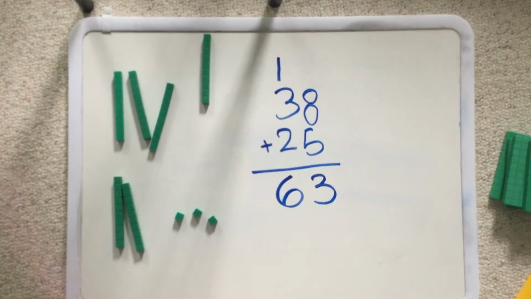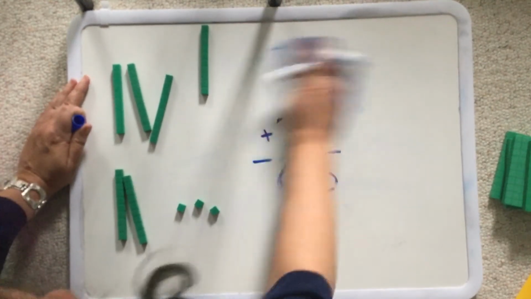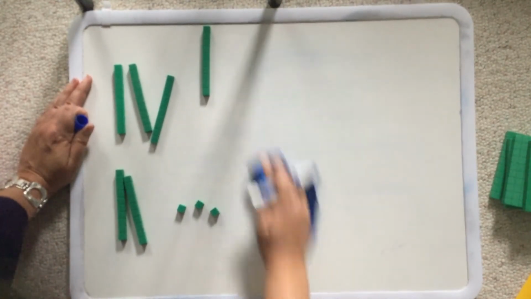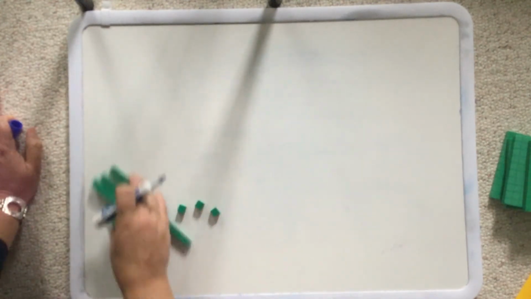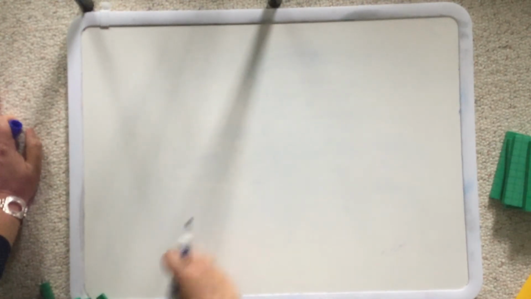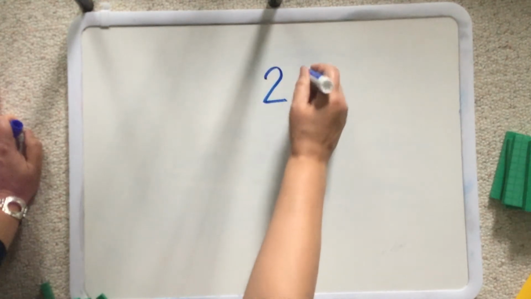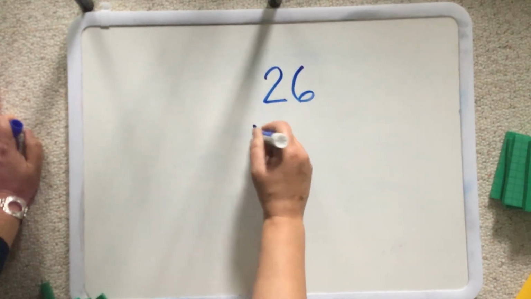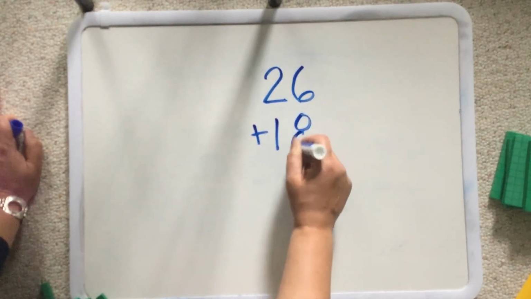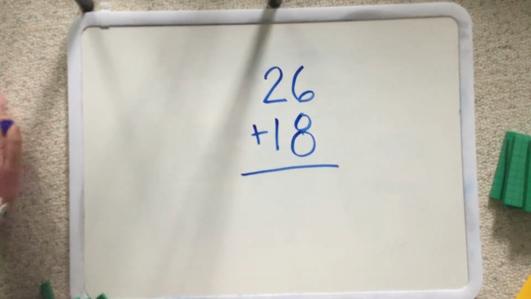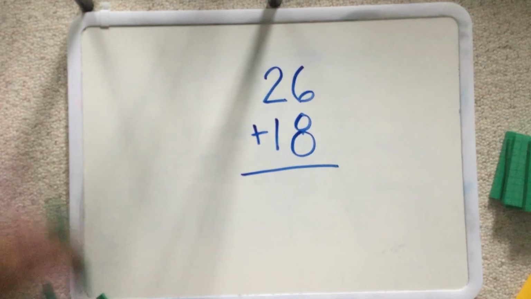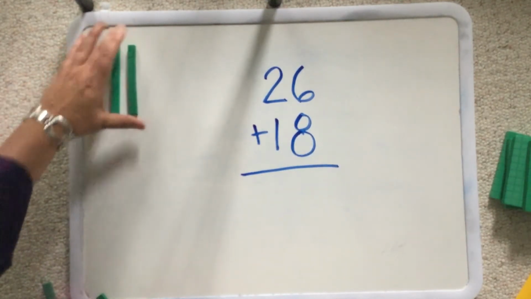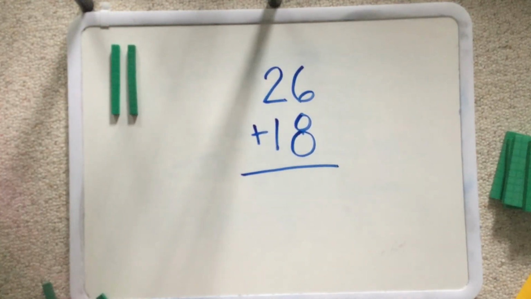Let's try another problem. Let's model 26 plus 18. If I want to model 26 with base 10 blocks, how many 10s do I need? That's right, 2 10s. And I need 6 1s.